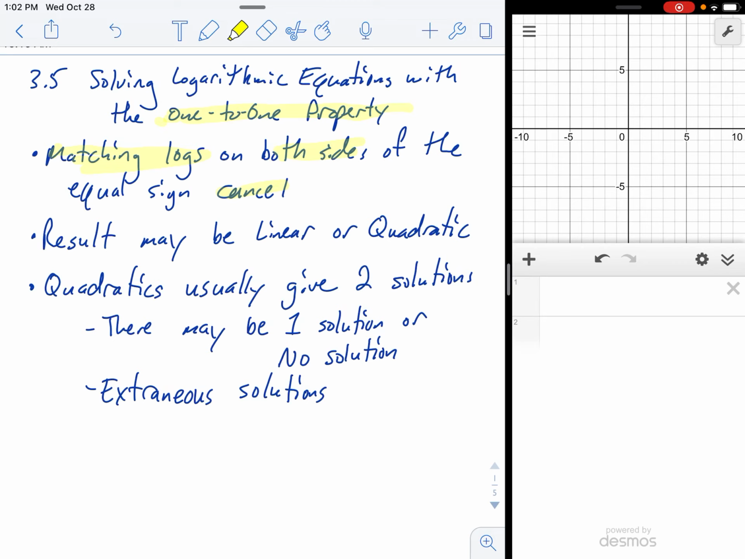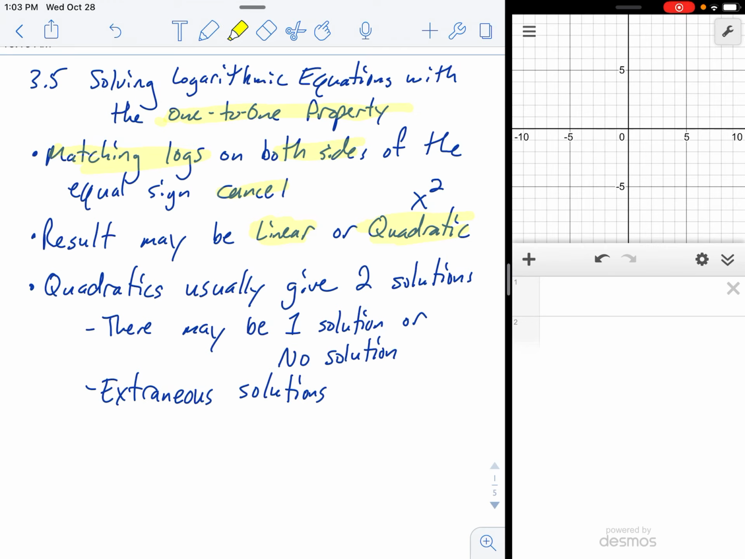Now, when they do cancel, the result could be linear, which is fairly simple. Just work it out, solve it, good to go. Or quadratic. Quadratic means that there's x squared in it. And all through Algebra 2, you've solved quadratic equations. There's something called the quadratic formula. You won't need that for this, but there's other methods.